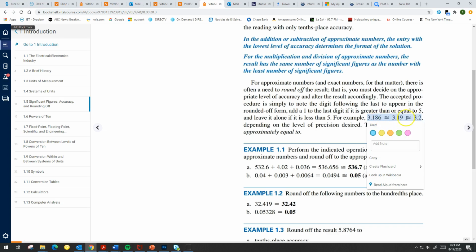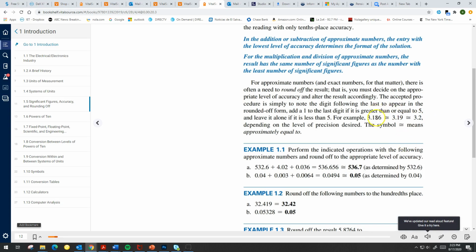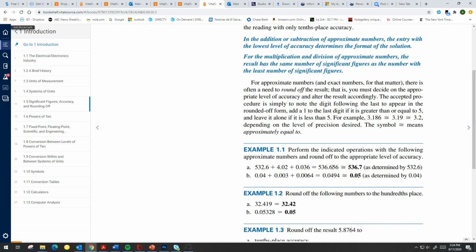Since in this case the numbers that we wanted to round off next are greater than 5, we just add 1 to that number. And then this depends on the level of precision you're looking for. So again, if you look at example 1.1, if we add these three numbers, the result is 536.656. And if you want to round off to one decimal place, then you look at the 6 in this case, and the number following that 6 is 5. So since it's equal to 5, you're going to add 1 to the 6, and it becomes 536.7. Okay, that's the rule.